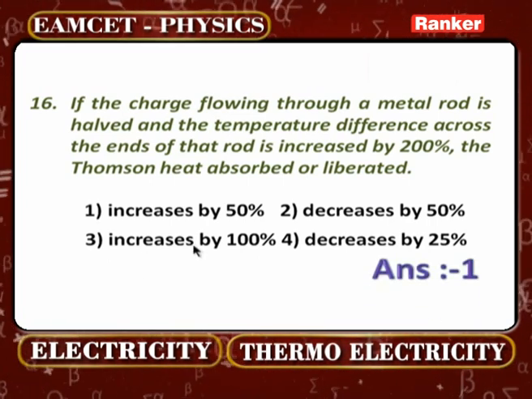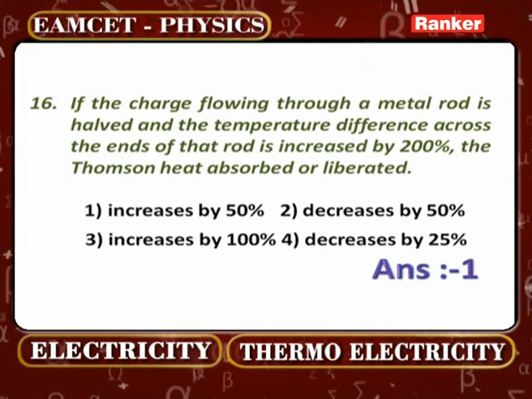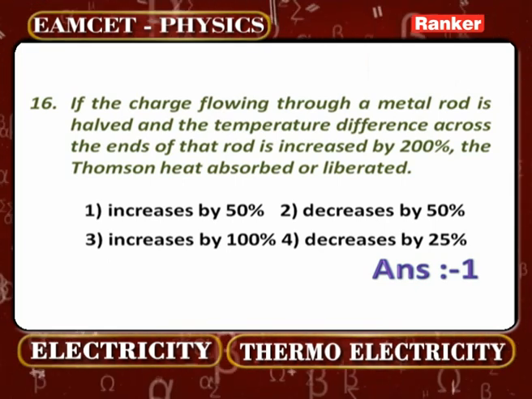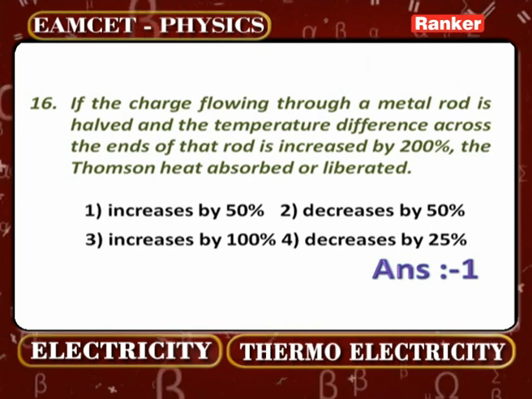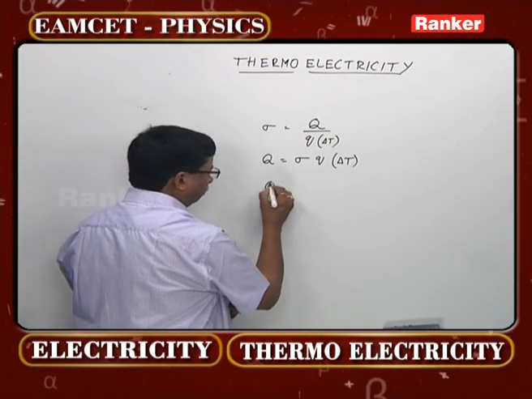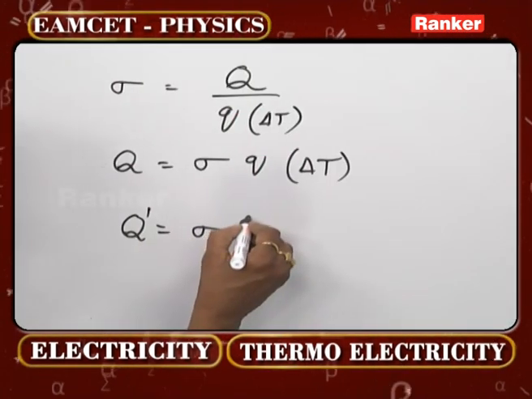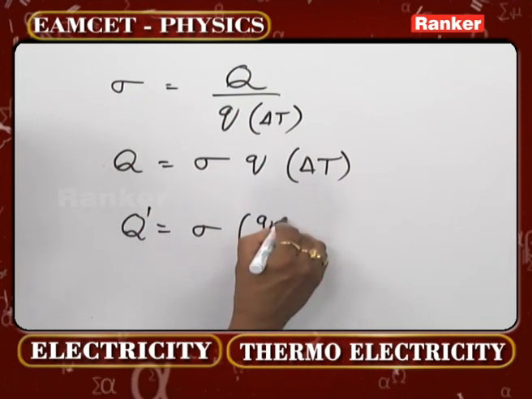Now let us write capital Q is equal to sigma q into delta T. So this is the first equation. Now look at the second one. What will be Q dash now? Charge is becoming half, he said. Fine.